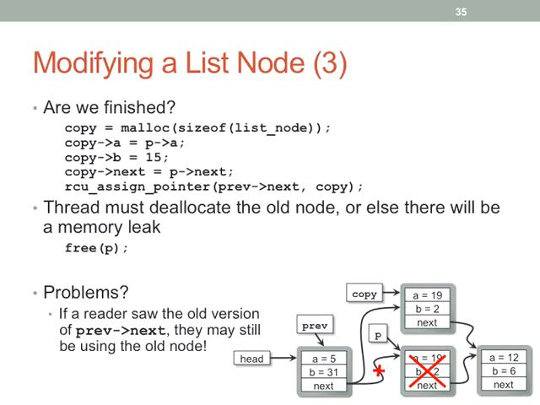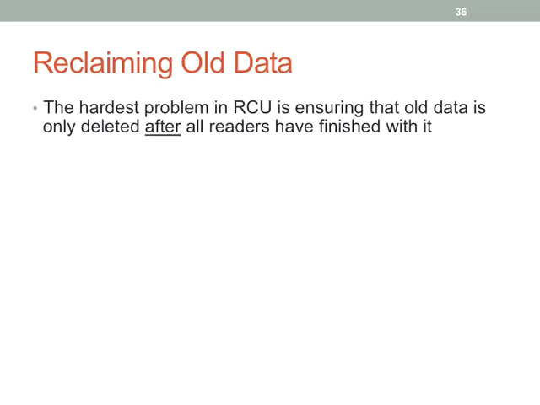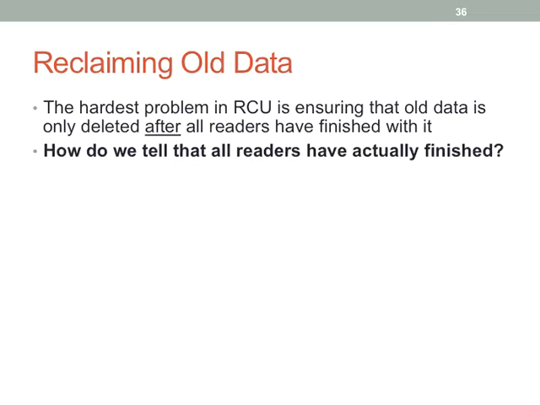Any problems? If a reader saw the old version, they may still be using the old node when we blow it away. So this is really the bulk of the complexity in read copy update. Because so far it's like, oh, making a copy, no big deal. Changing a pointer atomically turns out to be no big deal, even on multi-core. Thank you, IA32. So the hard part is figuring out when can we actually free the data. And obviously that means that all the readers have to be done reading that thing we want to free before we're allowed to go ahead and free it.